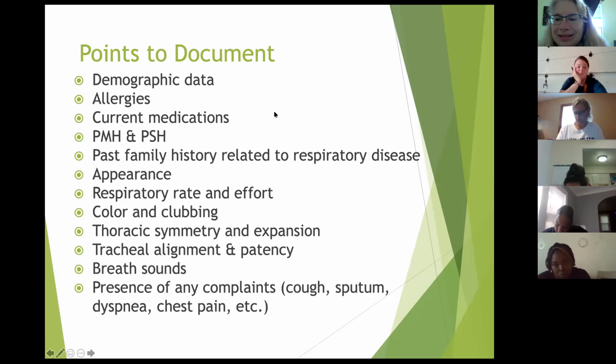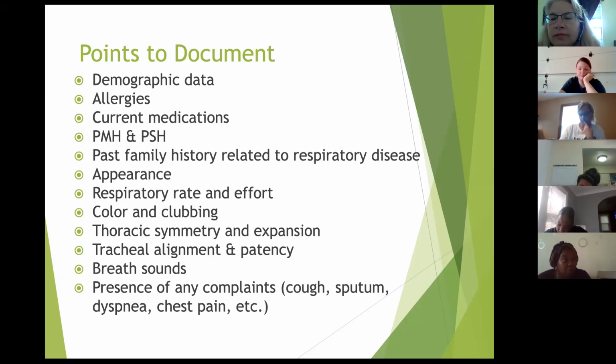Could you go over the diminished thing you said one more time? The diminished just means that it's not as loud. A lot of times, especially in our elderly, you may hear pretty well up here at the top, but as you move down, you may not hear as well because they don't get good lung expansion into the bases of their lungs, and so it would be diminished. Thank you.